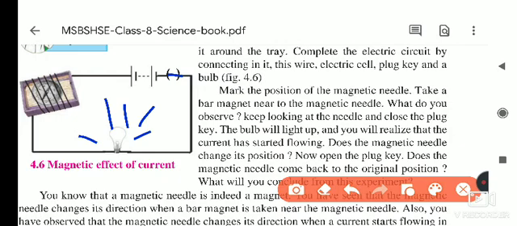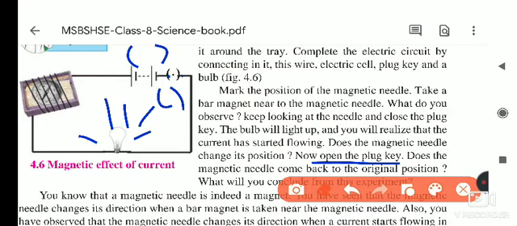The answer is yes. It shows the deflection. Why? Now open the plug key. Open the plug key means we have to disconnect this. Then what happens? It is open. If the point is inside the bracket, the circuit is closed, and if the point is not there, the circuit is open.